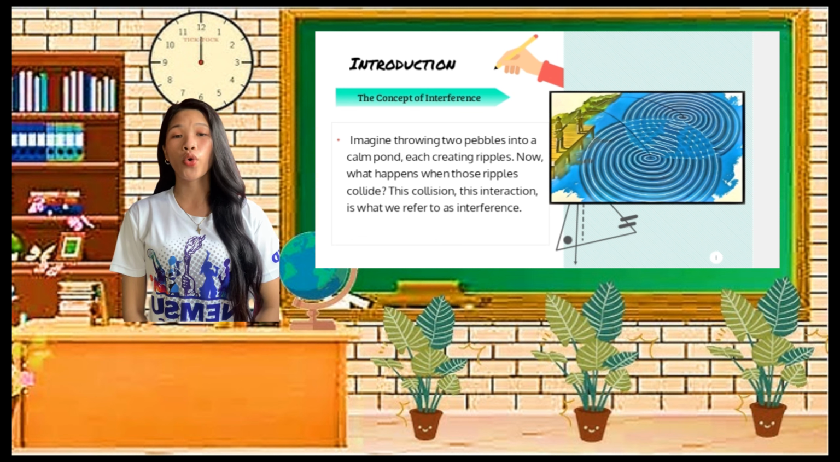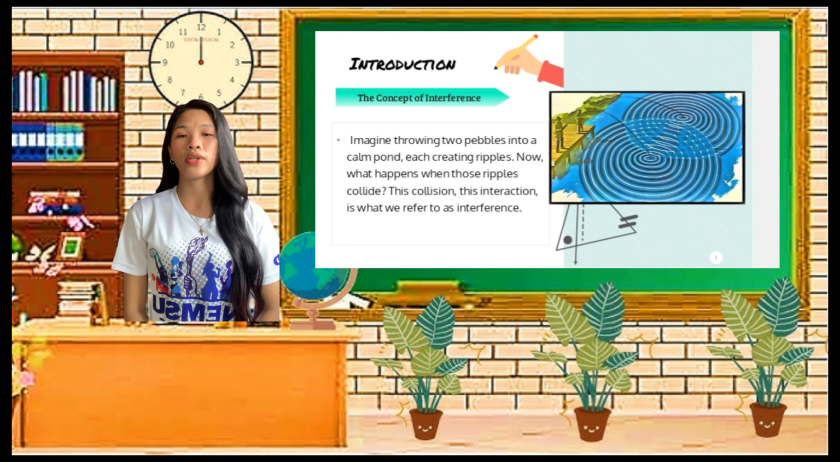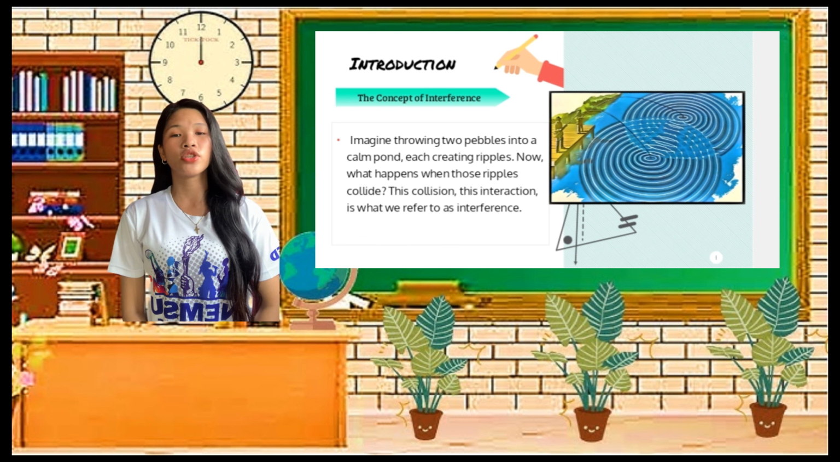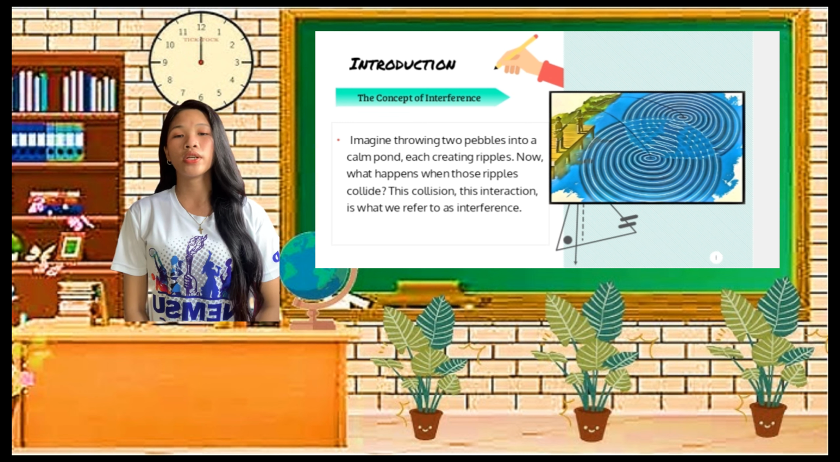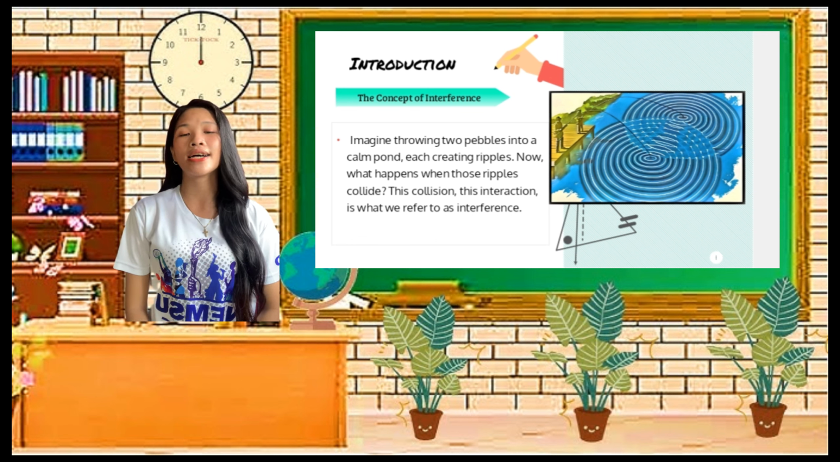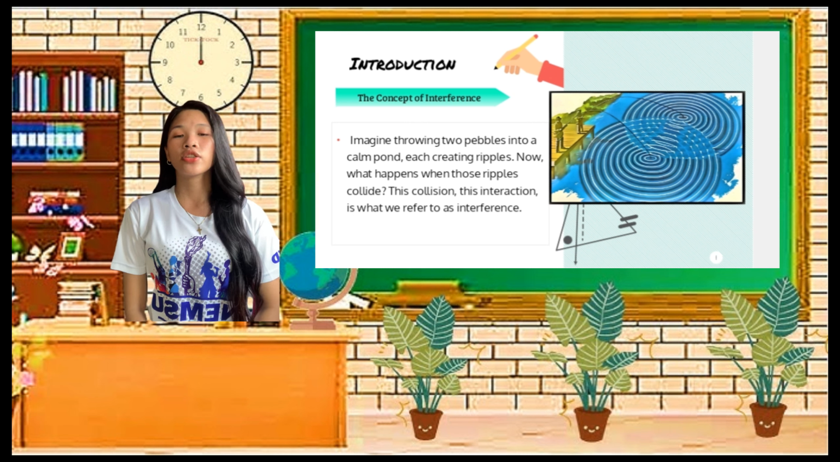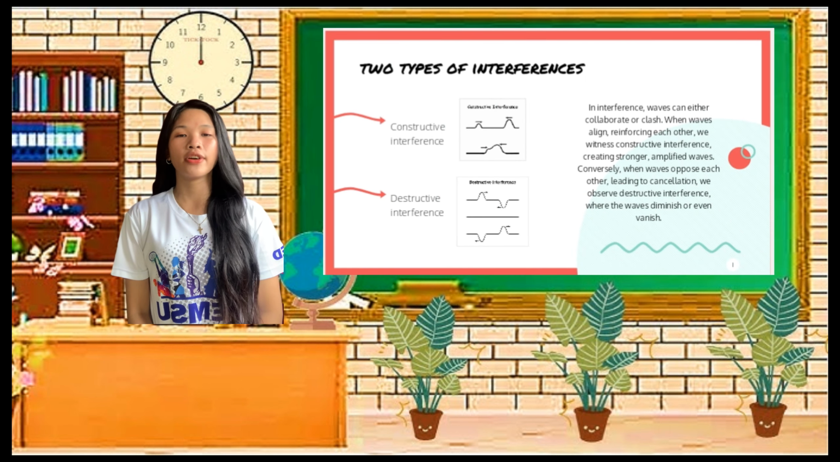This interference occurs when the peaks of one ripple align with the peaks of another, reinforcing each other and creating larger waves. Conversely, if a peak aligns with a trough, they can cancel out each other, resulting in smaller or no waves. This phenomenon of overlapping and interacting waves is what we describe as interference. In short, interference is the interaction of waves where they either reinforce or cancel each other out when they are overlapped. Now, there are two types of interference, the constructive and destructive interference.